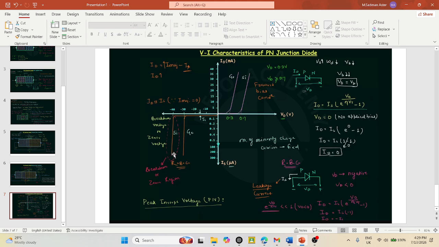So this is the explanation of the VI characteristics of the PN junction diode. I have discussed the PN junction diode, the biasing of the diode, no bias condition, forward bias condition, and reverse bias condition, and at last the VI characteristics of the PN junction diode. This was all about my topic of discussion.